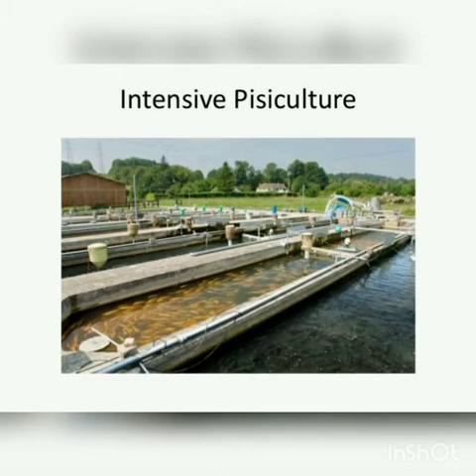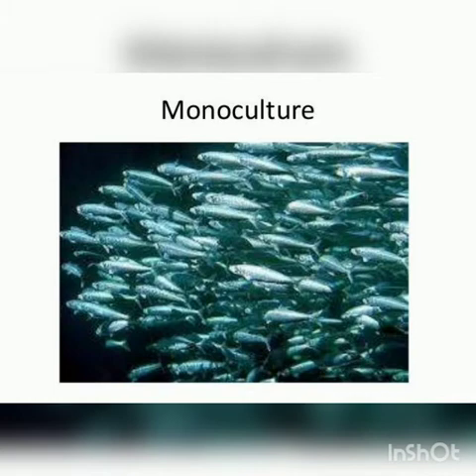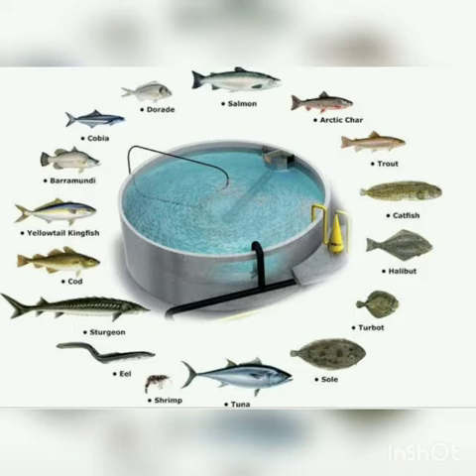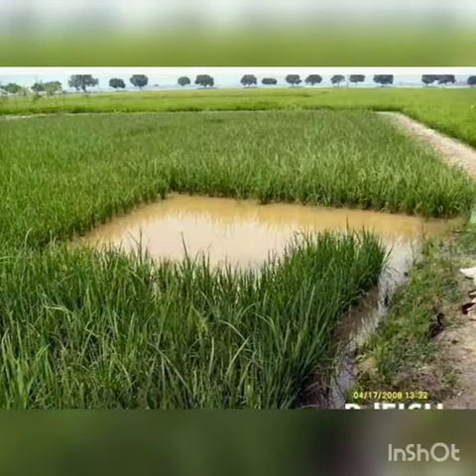Intensive அப்படின்னா the fishes are cultured in small areas. Okay, and then monoculture. Mono means single. So a single type of fish is cultured in a water body. Next one is polyculture. Poly means many. So more than one type of fish is cultured in a water body. Okay, and then integrated fish farming. Integrated means it is a culture of fish along with agricultural crops.